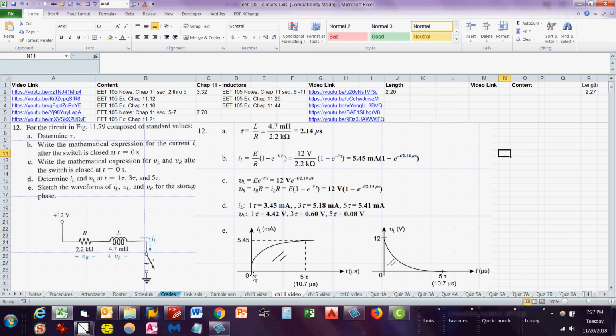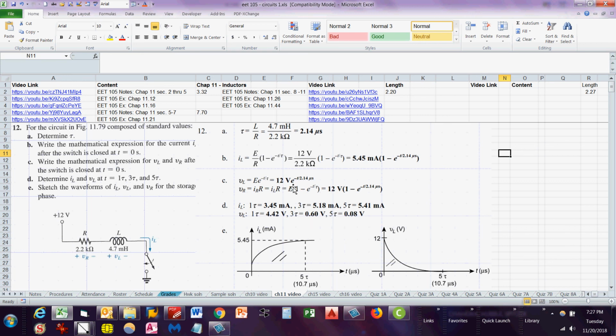So at time equals 0, the inductor's an open circuit. So the current's 0, and then it quickly climbs up at 5 tau, which is 10.7 microseconds, to 5.45 milliamps as shown here. And then V sub L, since it's open, starts off at E here. And then it decays down at 5 tau to 0.